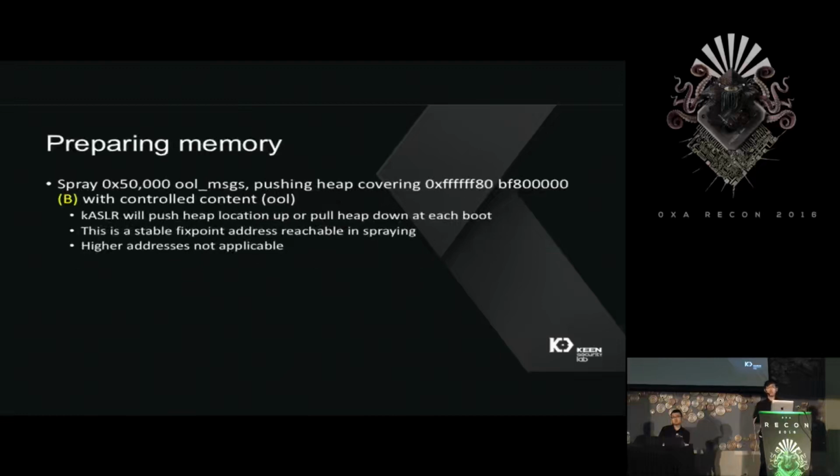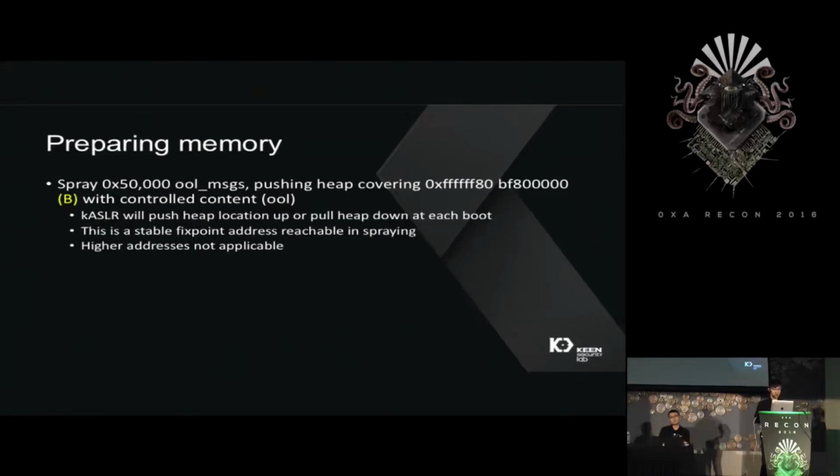So now it seems that we have ways of RIP control, and we need some ways to prepare memory. And the steps of the memory preparing are listed as follows. First, we will spray something like 50,000 OOL messages, and all of their sizes are double page size. And by spraying, we will push up the heap covering two key addresses. One of them is BF80, and we can see this is the float representation of -1.